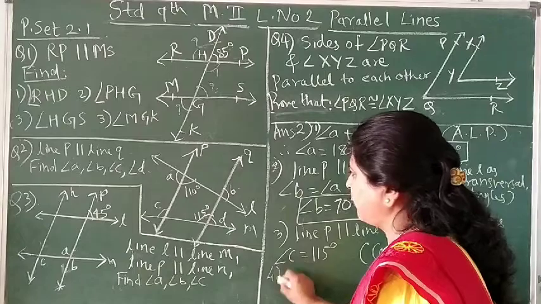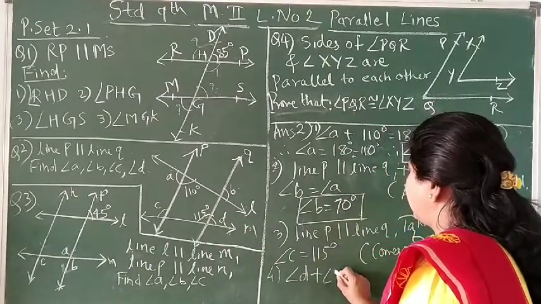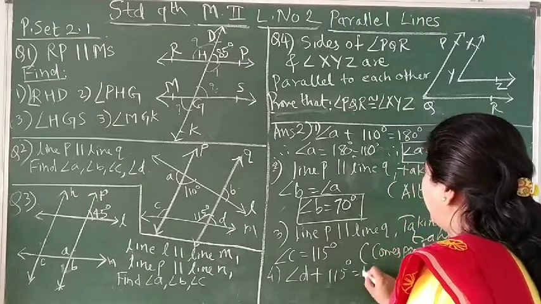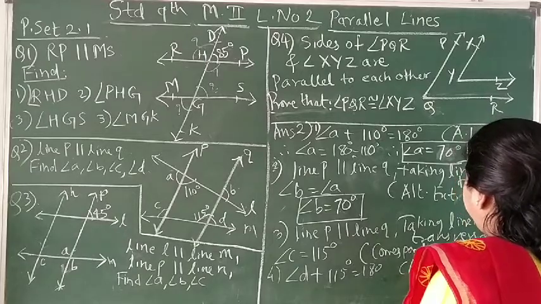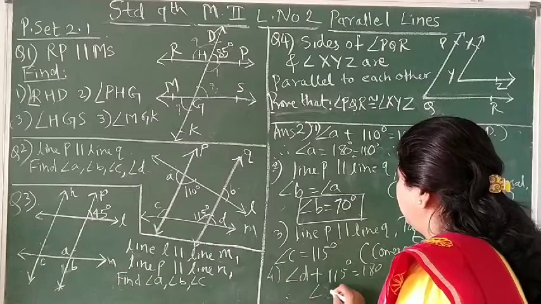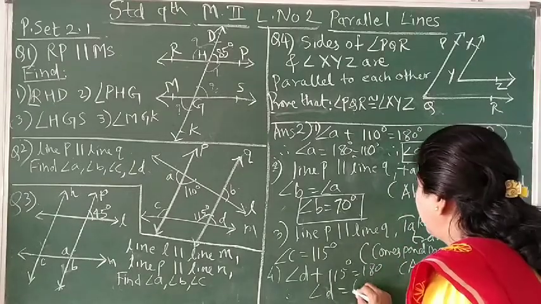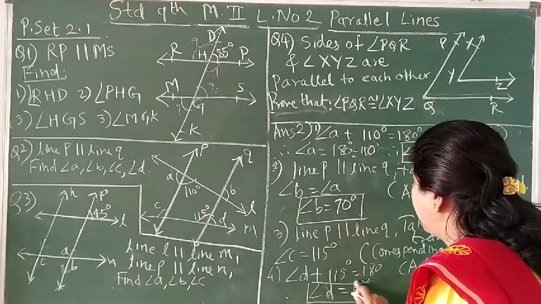And the fourth sub question is to find angle D. Now angle D plus angle C is 180 degrees. The reason is the same, angles in a linear pair, and that's why angle D is equal to 180 minus 115. So here the answer is going to be 65 degrees. So write this answer statement at last.